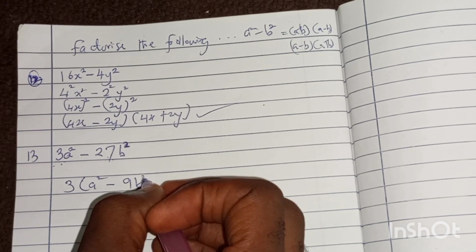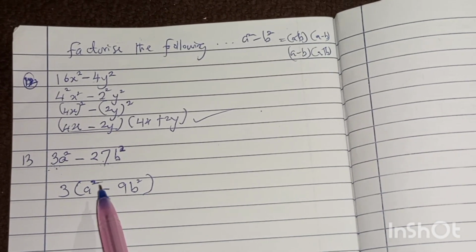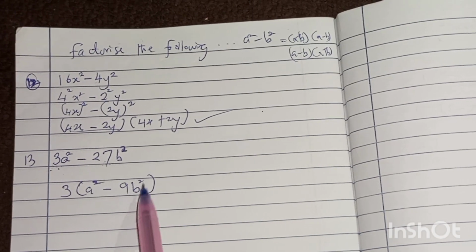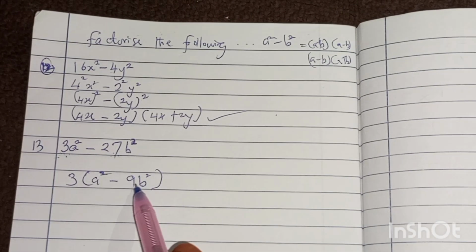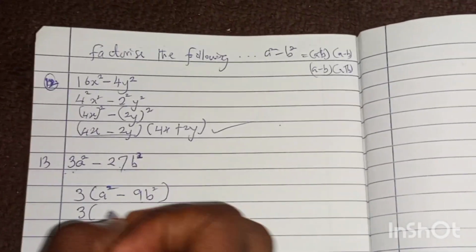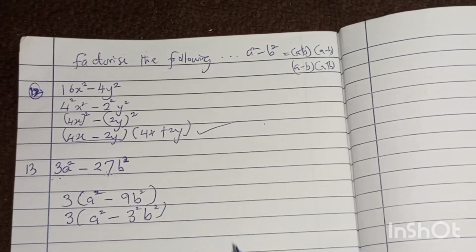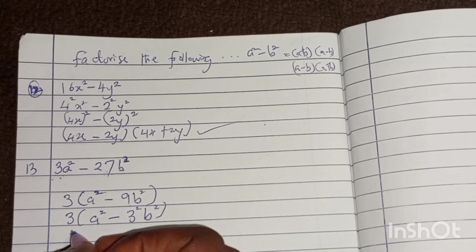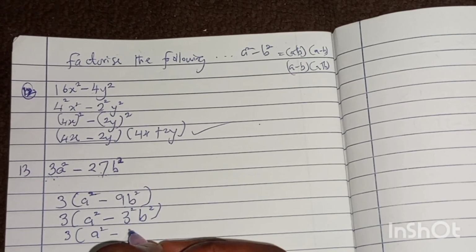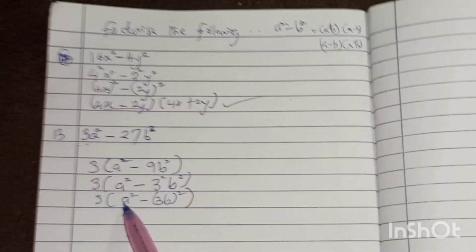That'll be 9b squared. So if you check the expression inside the bracket, it's the difference of two squares, because a squared is a perfect square, 9 is a perfect square, and b squared is also a perfect square. But you need to express 9 in terms of its square root. So this expression becomes 3, open a bracket, a squared minus 3 squared b squared. We can just take 3b and square everything. So you see, this expression has become a squared minus (3b) squared.